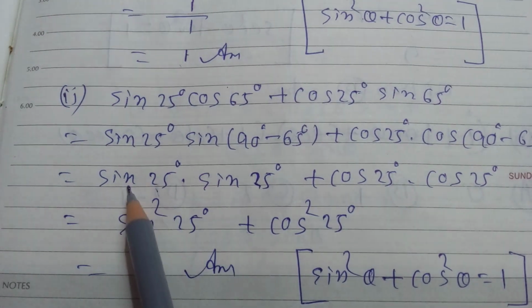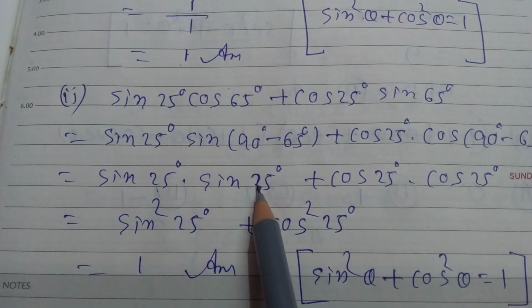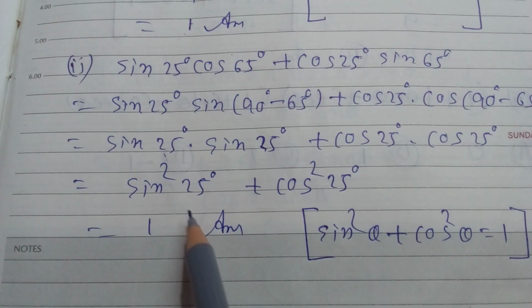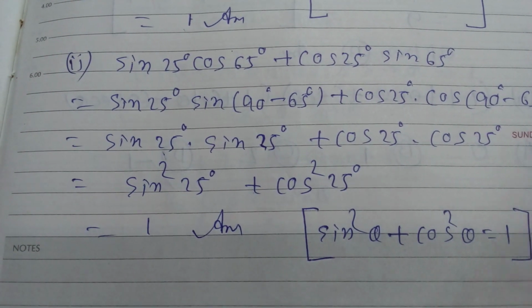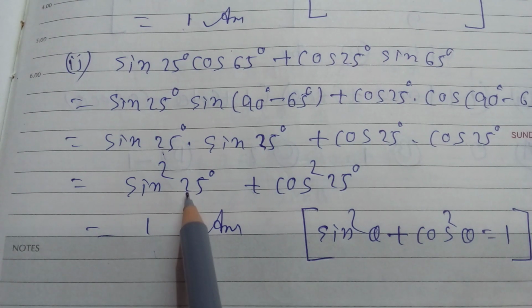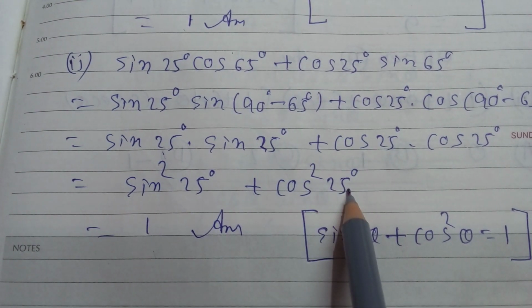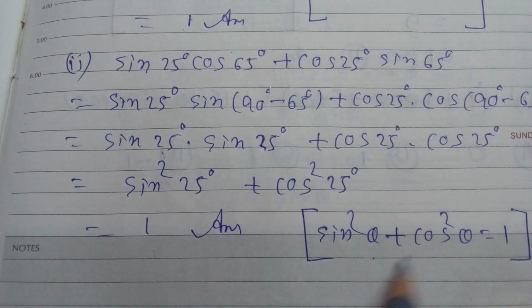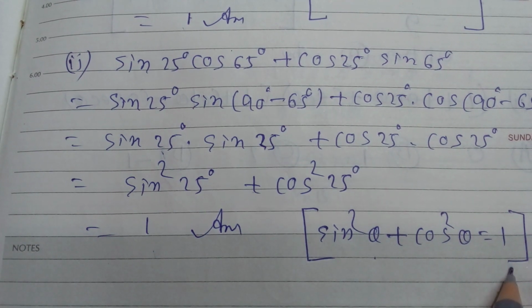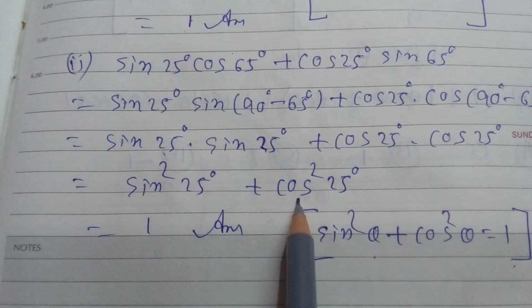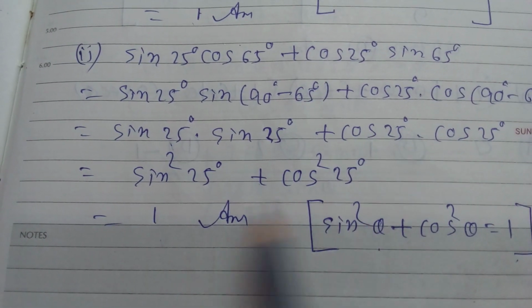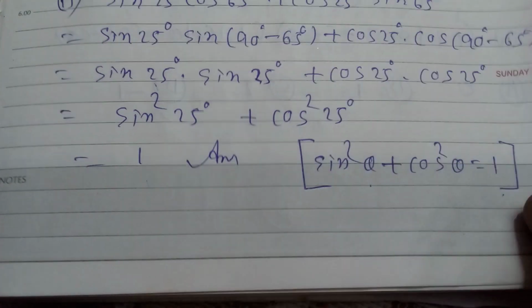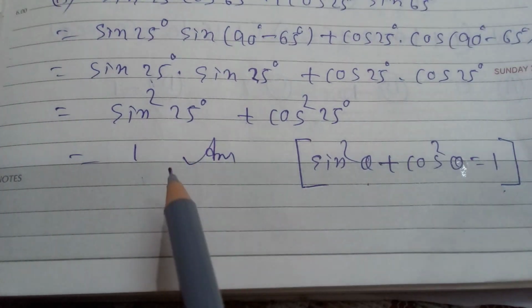So same thing here: sin 25 into sin 25, that is sin square 25 degree plus cos square 25 degree, whose value is 1 because the angles are same, so thetas are same. So sin square theta plus cos square theta equal to 1. This formula can be applied here. So sin square 25 degree plus cos square 25 degree equal to 1.